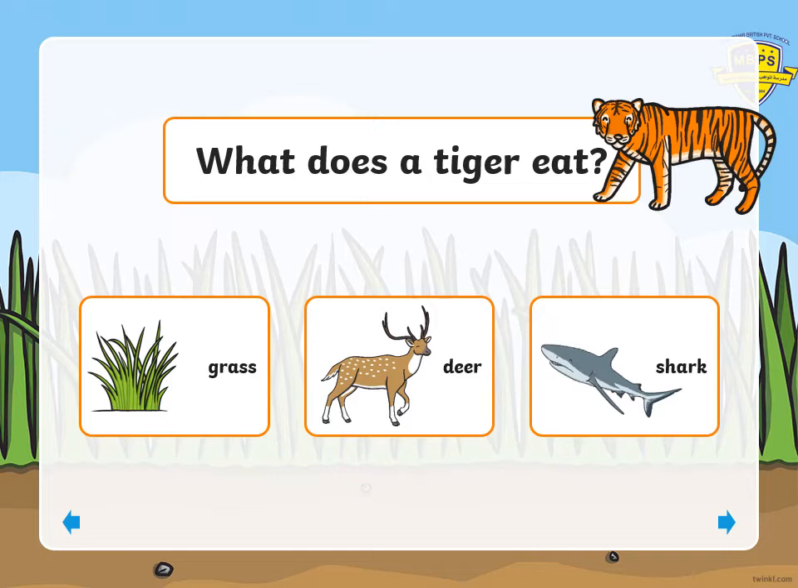A tiger hunts, right? If you remember, does it eat grass, or only deer, or both of them? What do you think? Is it a herbivore, carnivore, or an omnivore? It's a carnivore. So what are the two things that are carnivores here? Deer or shark? What do you think the tiger is going to eat? Shark or deer? Deer. You're correct.